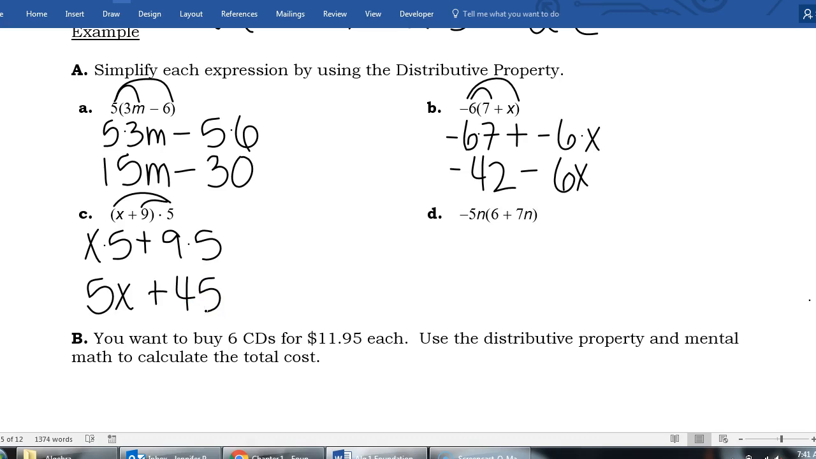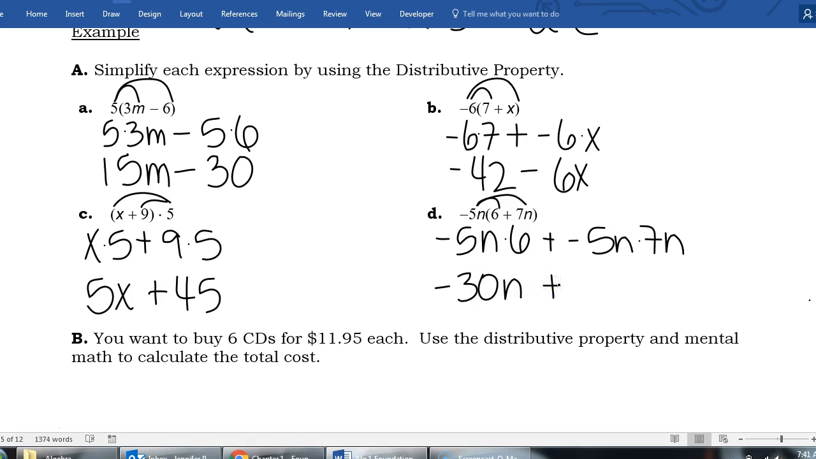And the last one here, we're going to multiply first term, multiply second term. I'm going to write out my work, negative 5n times 6 plus negative 5n times 7n. So negative 5n times 6, we're going to multiply the coefficients, the numbers together. Negative 5 times 6 is negative 30, and my variable stays n. Here again, we're going to multiply our coefficients together. So we're going to multiply negative 5 and positive 7. Negative 5 times 7 is negative 35.